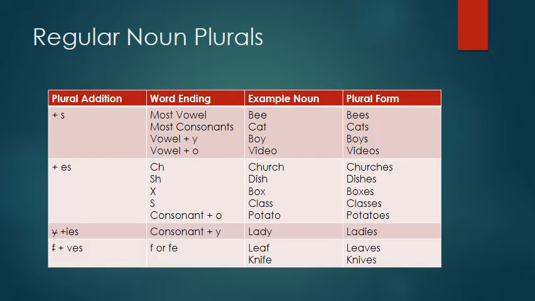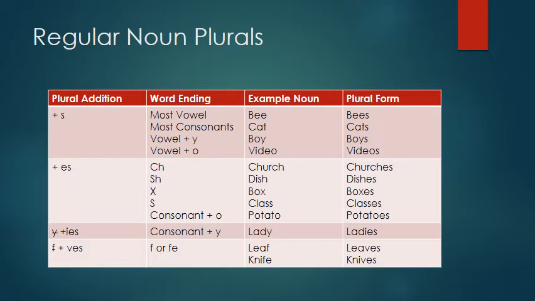So if we take a look at this first one, church, and remember here we're looking at the sound at the end, not at the beginning. The beginning doesn't matter at all. So church becomes churches, dish becomes dishes, box becomes boxes, class becomes classes. Okay, so for all of those four sounds we need to add the es.